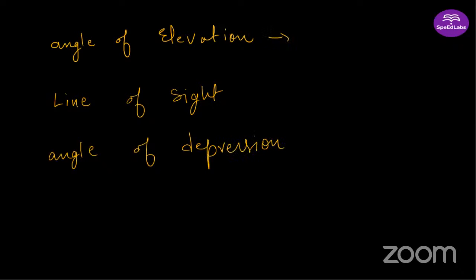Like we had studied in the last class, what are trigonometric ratios? We said that when we have right angle triangles, the ratios of two respective sides are termed as trigonometric ratios. A right angle triangle means a triangle having at least one angle of 90 degrees. Now let us look at these three terms: the line of sight, angle of elevation, and angle of depression. So what is line of sight?